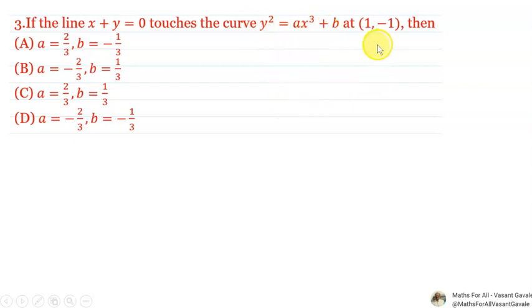Okay, आणि तो पॉइंट पण त्याने आपल्याला दिलेला आहे. Therefore, we will differentiate this. Okay, and its gradient म्हणजे याचा dy by dx is equals to slope of this line. मग या लाईनचा स्लोप किती असणार आहे x plus y is equals to 0.